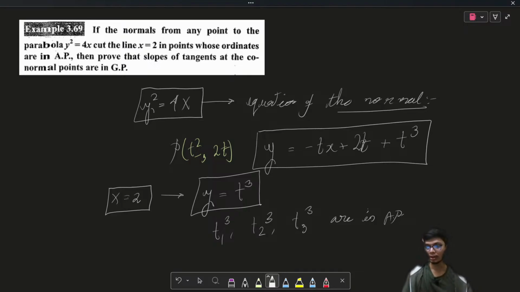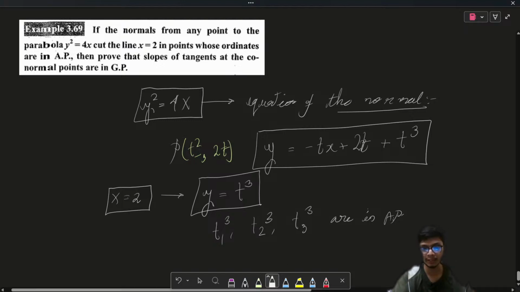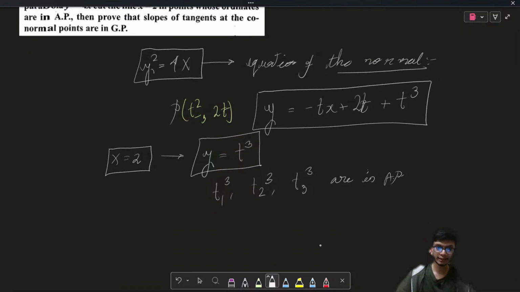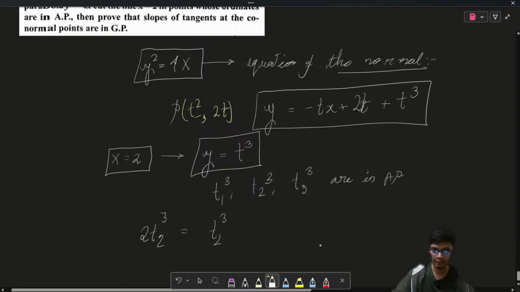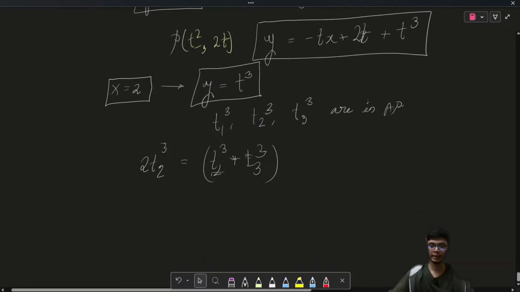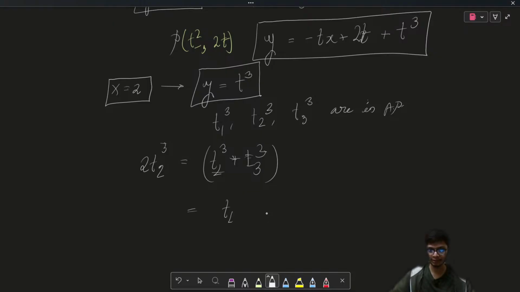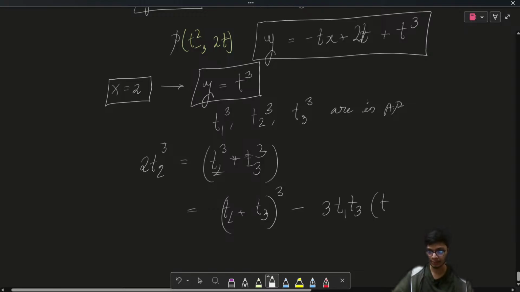Okay, so since these are in AP, I can write that 2 times t2 cube is equal to t1 cube plus t3 cube, okay? So t1 cube plus t3 cube would be equal to 2 times t2 cube, right? Now if I simplify this expression with the algebraic relation, I can write this as t1 plus t3 whole cube minus 3 t1 t3 times t1 plus t3, okay?